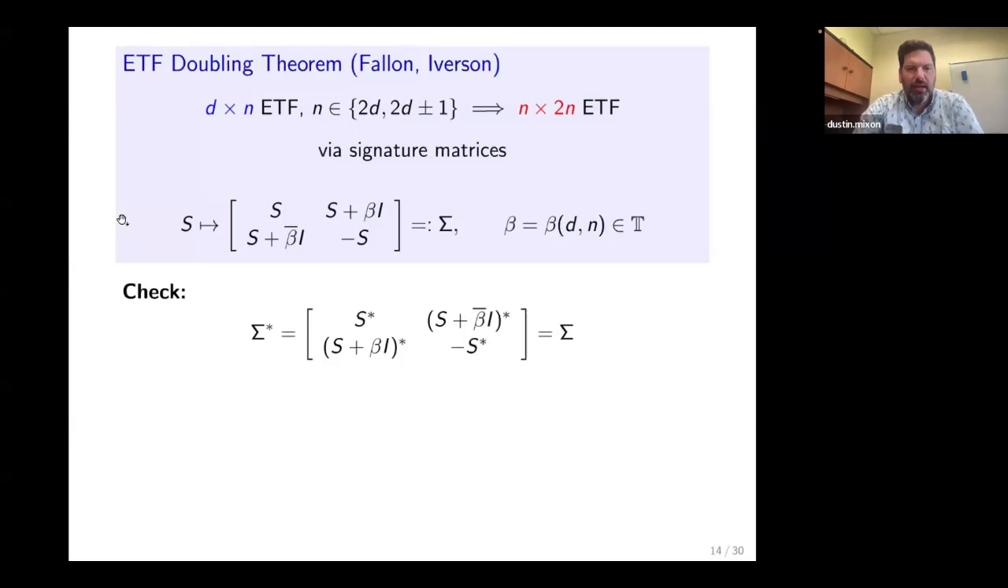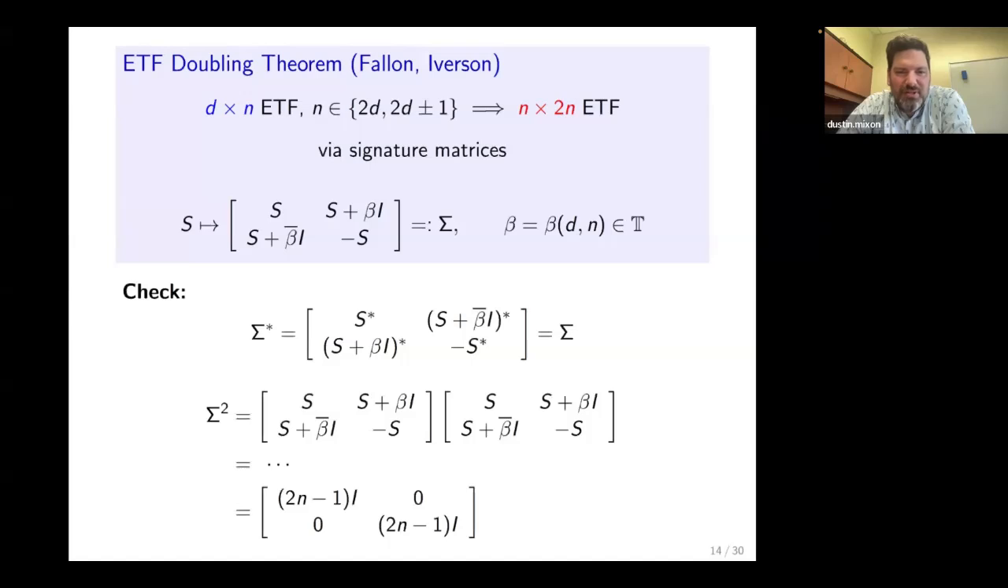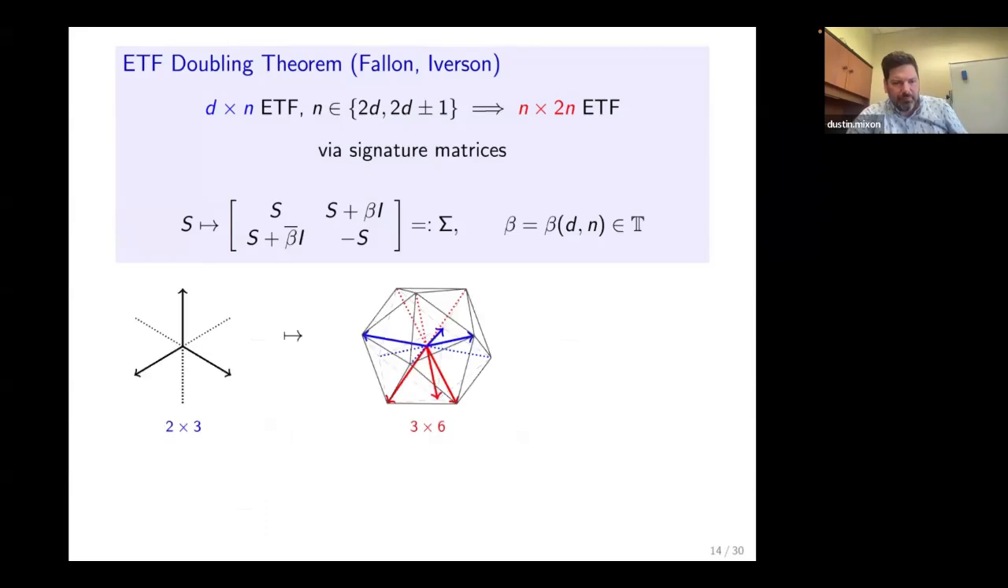Okay. So you can verify that it satisfies the conditions for a signature matrix, and the algebra is annoying, but it goes through and everything's great. Okay. So if you do this for the smallest non-trivial ETF, the 2 by 3 ETF, that has the property, sure enough, 3 is twice 1 plus or minus 1. So it satisfies this hypothesis. And so you turn the crank, and this produces a 3 by 6 ETF. So I take this hexagon looking thing, and it is converted by doubling into this icosahedron looking thing.